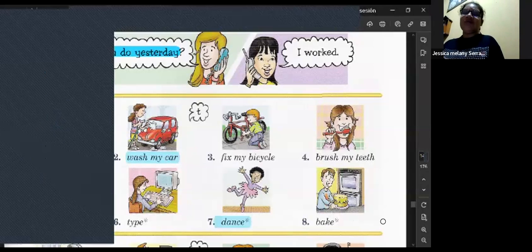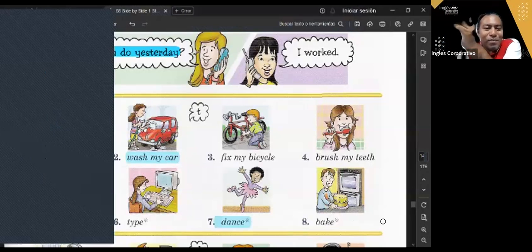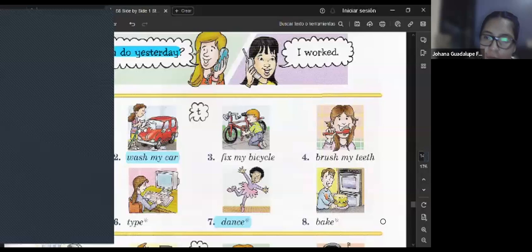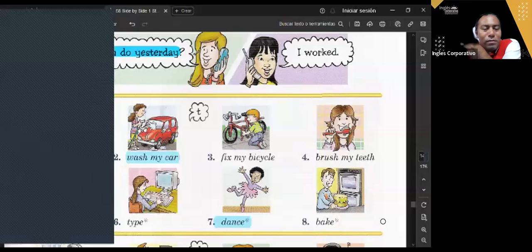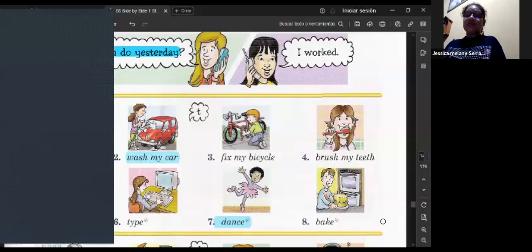Ah, Jacqueline. Okay. Jacqueline Andrea Orellana puede hablar, o Joana Guadalupe puede hacerle la pregunta a Jessica Melanie Serrano. Okay, what did you do yesterday? Es la pregunta, Joana. What did you do yesterday? Jessica: I baked. Baked. Okay, excellent.